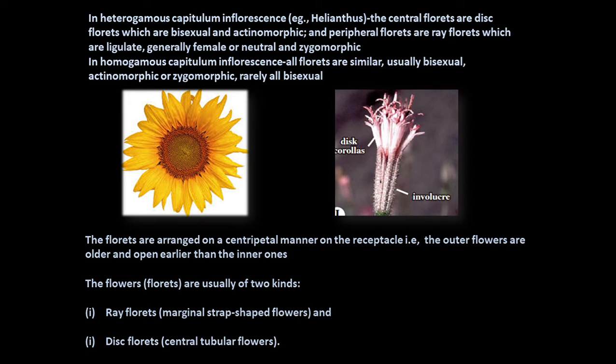Heterogamous capitula can be seen in Helianthus. The florets are arranged in a centripetal manner on the receptacle, that is, the outer florets are older and open earlier than the inner ones. The florets are usually of two kinds: ray florets are marginal strap-shaped flowers, and disc florets are central tubular flowers.